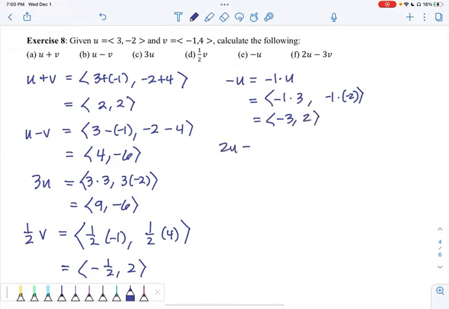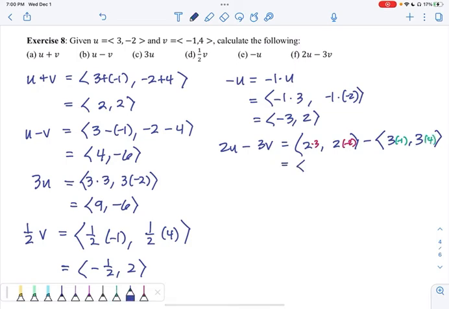For 2u minus 3v, a few things are involved. We have scalar multiplication of both u and v, and then we have a subtraction. But we can still do it all in one step. So 2u is going to look like 2 multiplied by both of those components, minus 3v, so this is just 3 multiplied by both of the v components. So then I'm just going to plug things in. For u, I have a 3 and a -2, and for v, I have a -1 and a 4. And then I just go from there.